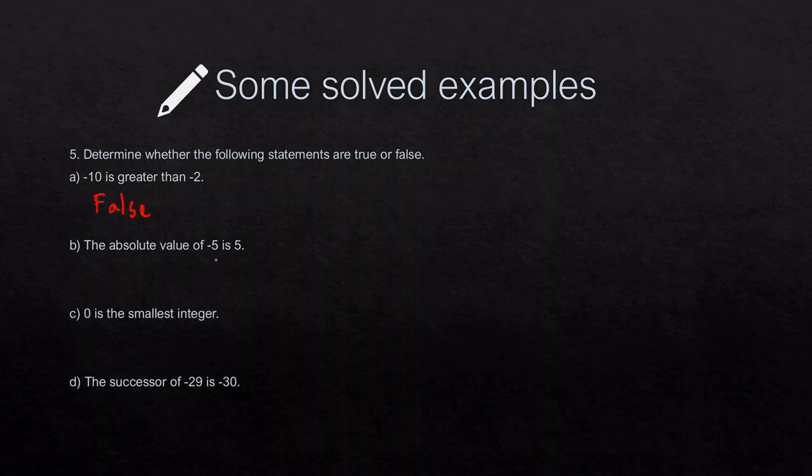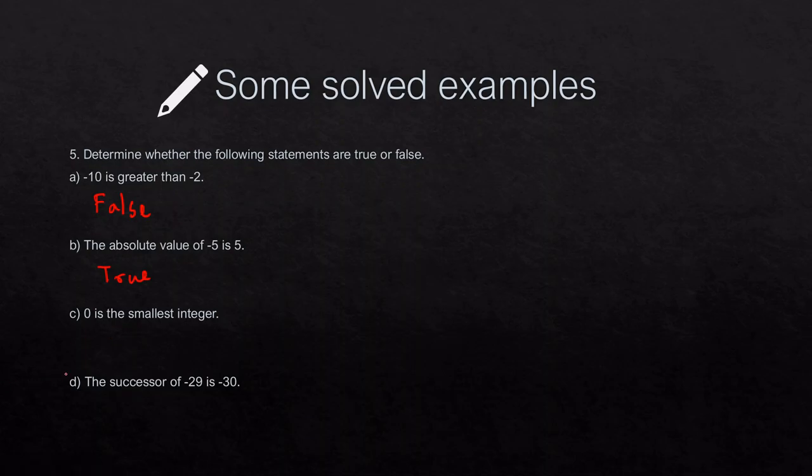The absolute value of minus 5 is 5. This is true, because I have said that absolute value is the numerical value of the integer without any sign. 0 is the smallest integer. We have already known that the smallest whole number is 0, but it is not the smallest integer, because the smaller integers are minus 1, minus 2, minus 3, minus 4, etc.